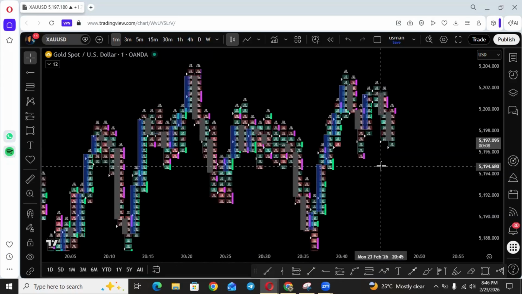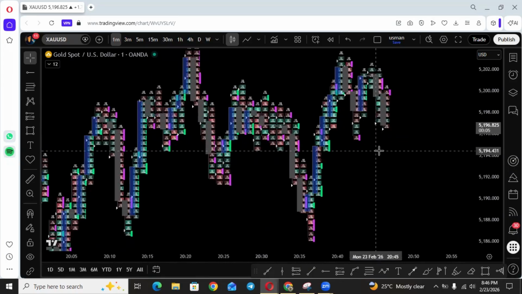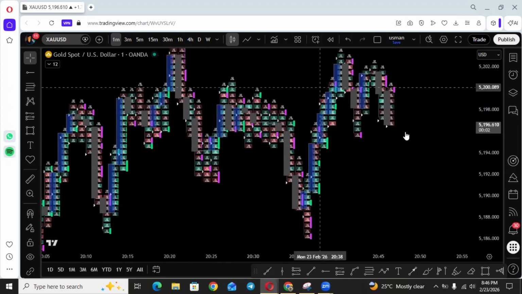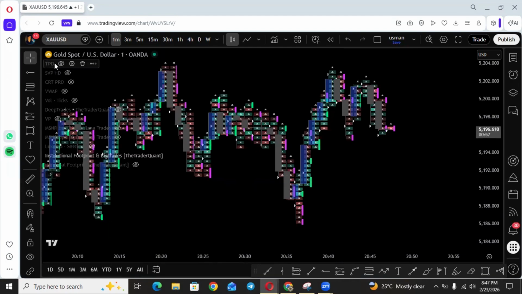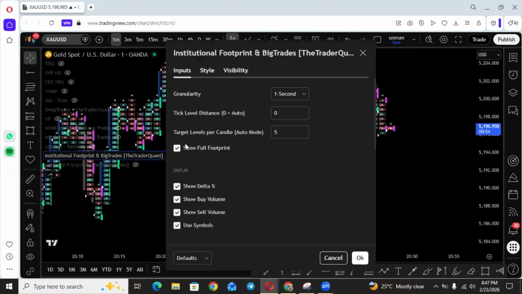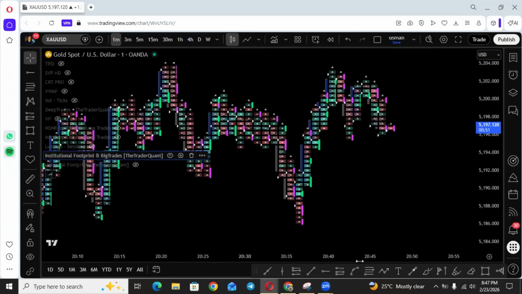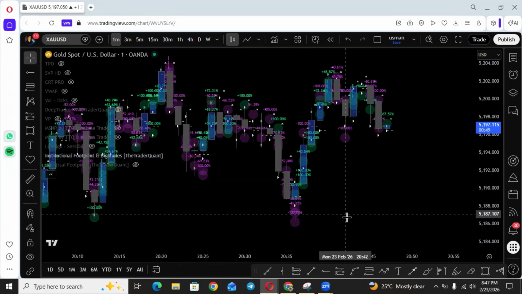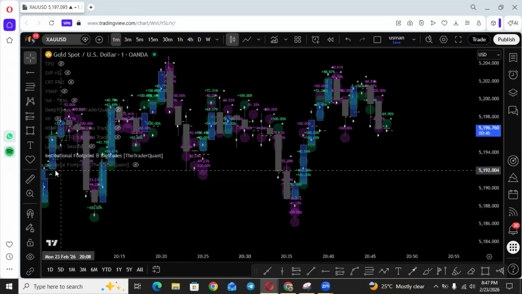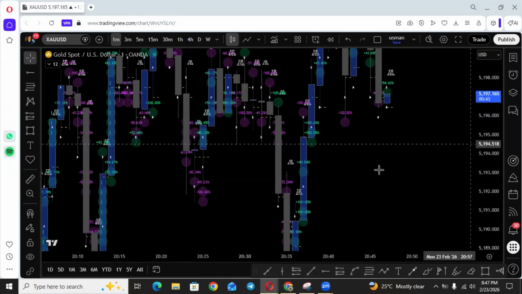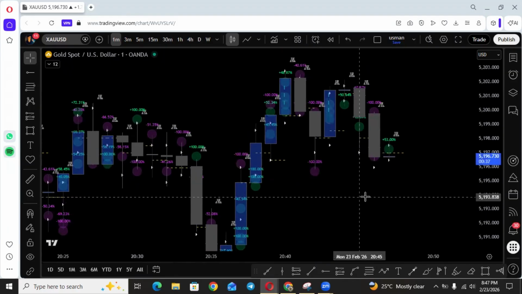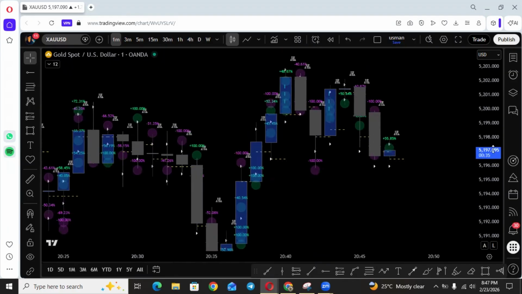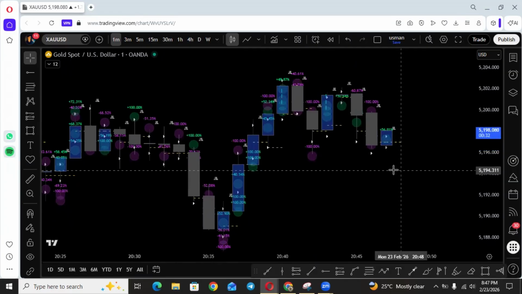Okay, so I have coded a two-in-one indicator tool, which you can use as the footprint chart, or as the big trades tool. If you turn this off, the imbalance will be represented in the form of bubbles. So it makes it easier for you to trade. It's your preference. Okay, so tell me one thing, what is imbalance? Is that concept clear to you?